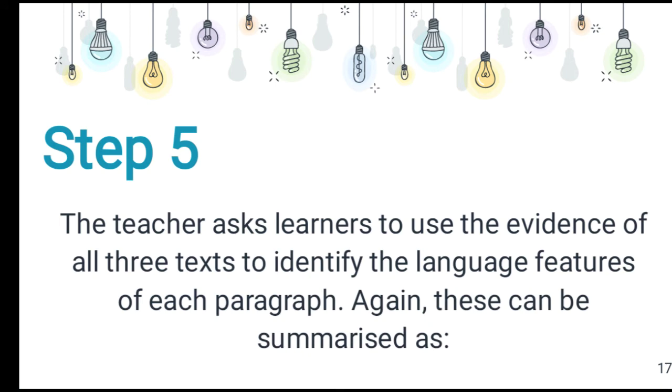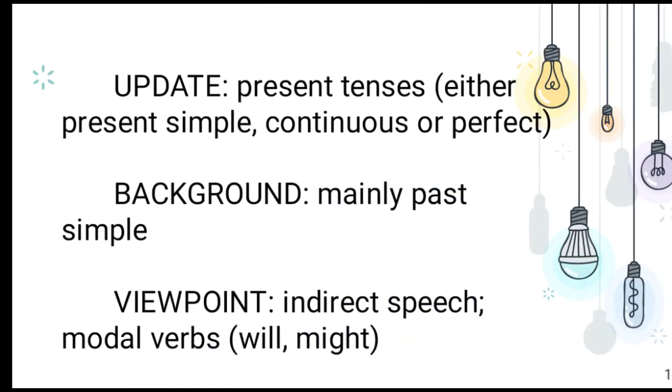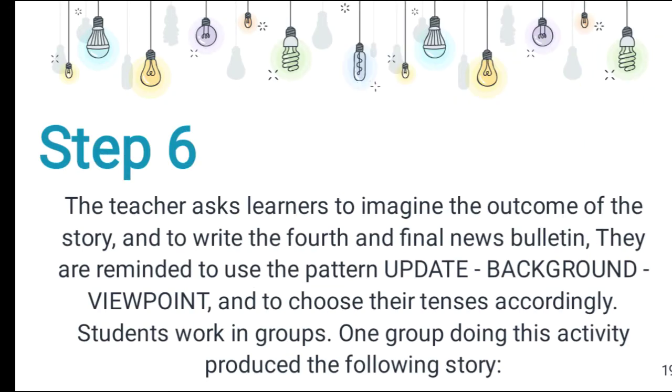Step 5. The teacher asks learners to use the evidence of all three texts to identify the language features of each paragraph. Again, this can be summarized as: update, present tenses, either present simple, continuous, or perfect; background, mainly past simple; viewpoint, indirect speech, modal verbs like will and might. Step 6. The teacher asks learners to imagine the outcome of the story and to write the fourth and final news bulletin. They are reminded to use the pattern update, background, viewpoint, and to choose their tenses accordingly.